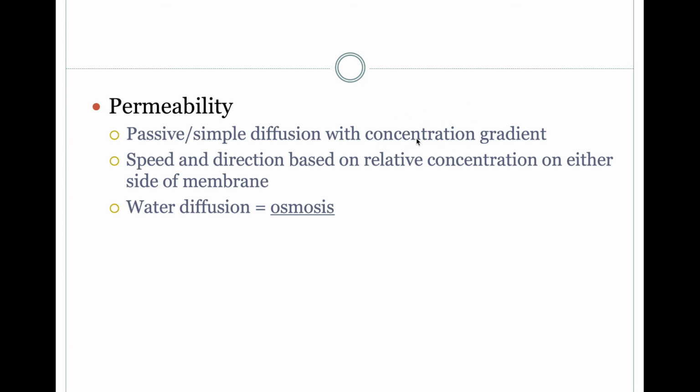That means that the solute will go from a high concentration to a low concentration. The speed and direction of that diffusion will be based on the relative concentration on either side, which means if you have a very significant difference in the concentration.